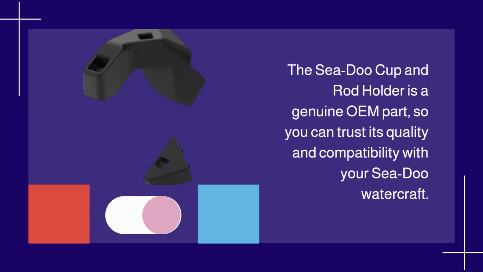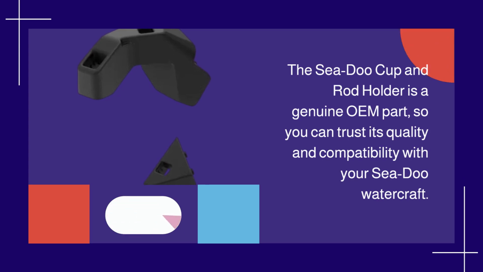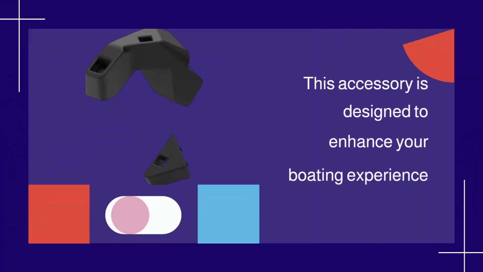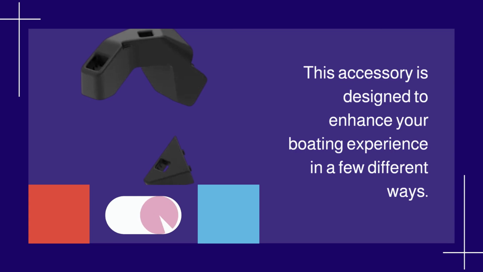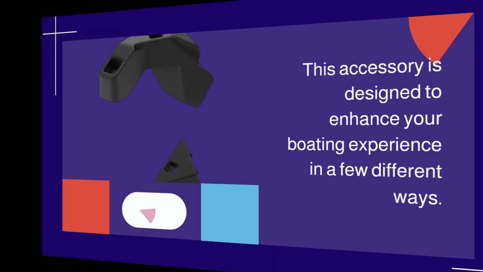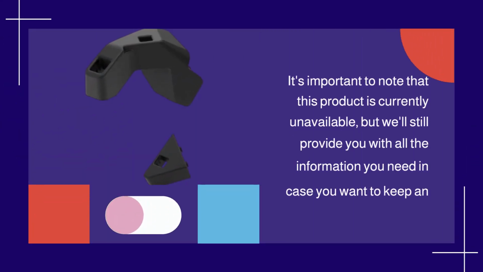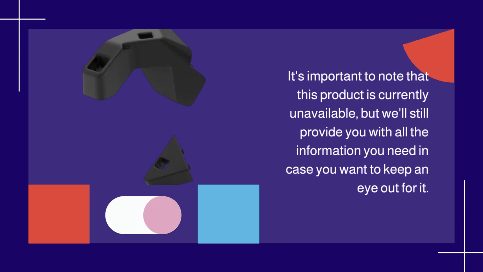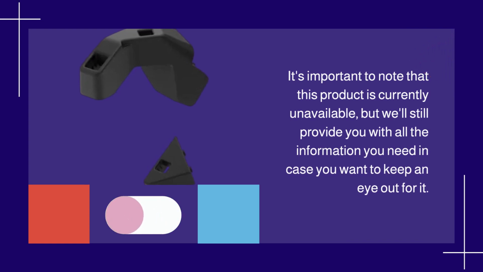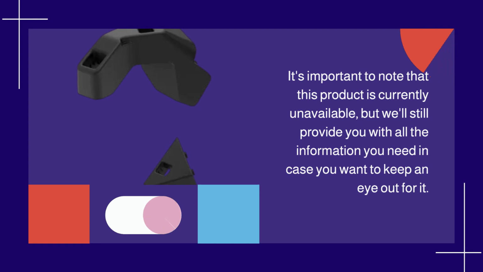The Sea-Doo Cup and Rod Holder is a genuine OEM part, so you can trust its quality and compatibility with your Sea-Doo watercraft. This accessory is designed to enhance your boating experience in a few different ways. It's important to note that this product is currently unavailable, but we'll still provide you with all the information you need in case you want to keep an eye out for it.